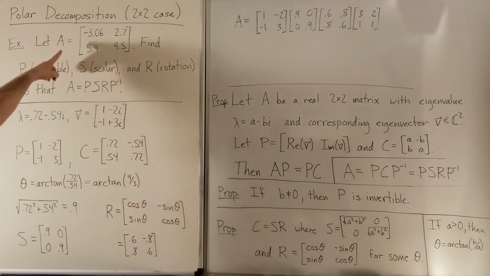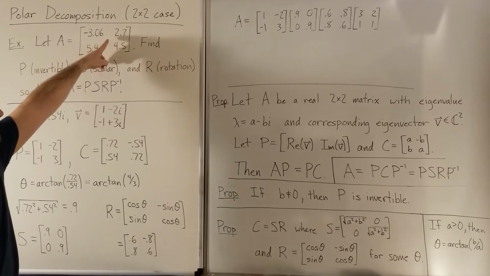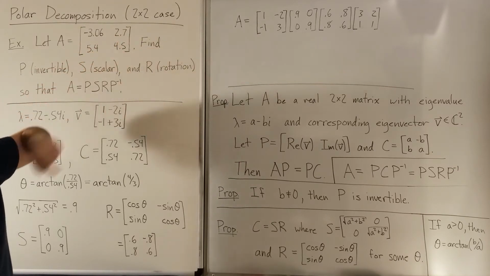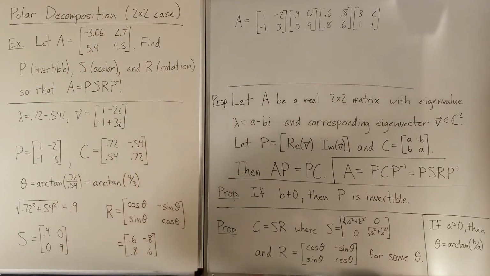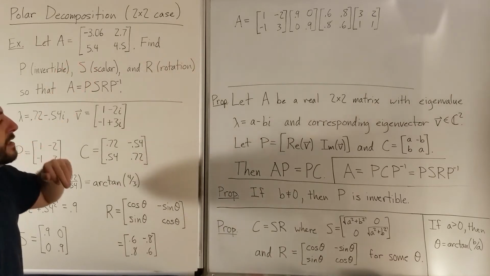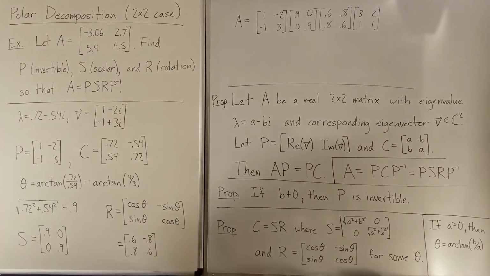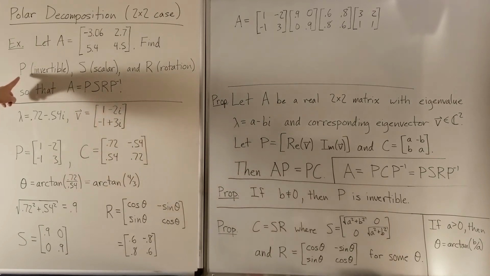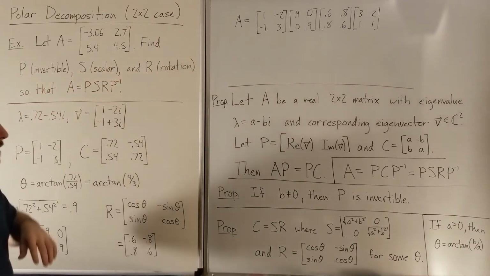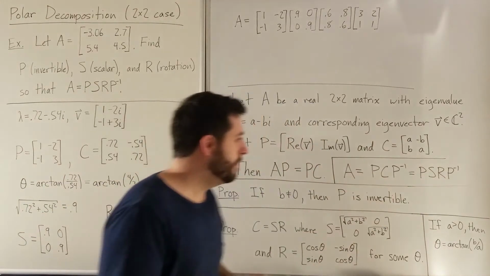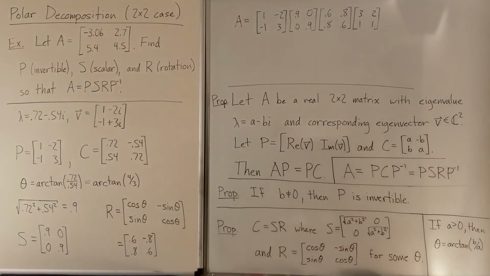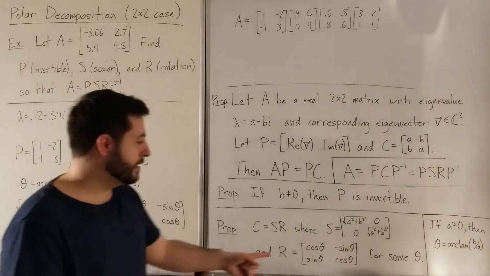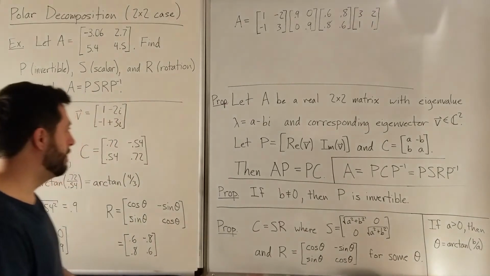So here I have the matrix A is negative 3.06, 2.7, 5.4, and 4.5. These numbers may seem nasty, but they're chosen so that the answer looks nice so that we can analyze the answer. We're trying to find P, S, and R so that A is equal to PSR P inverse. And we want P to be invertible, S to be a scalar matrix, in other words, a multiple of the identity, and R to be a rotation matrix. In other words, something of this form for some theta.